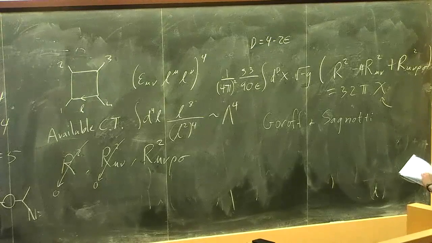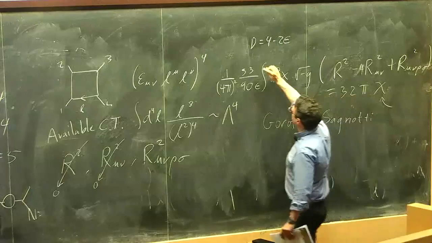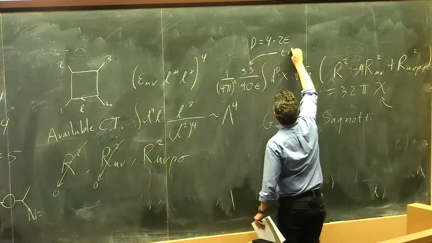Okay. Now, this number, that number is the trace anomaly.